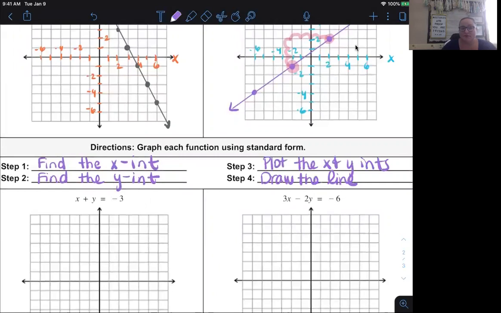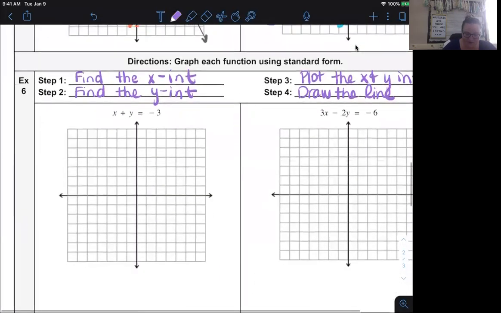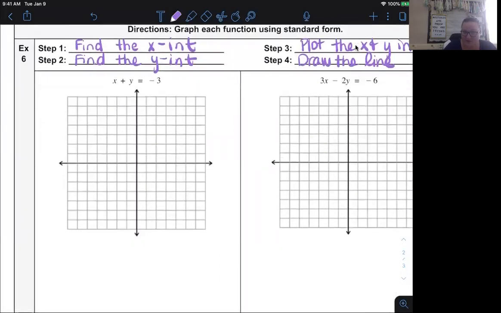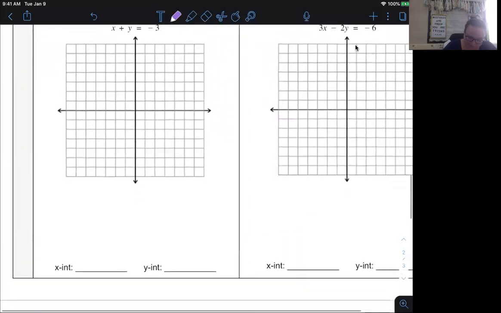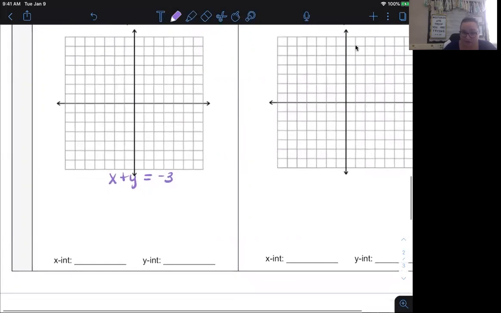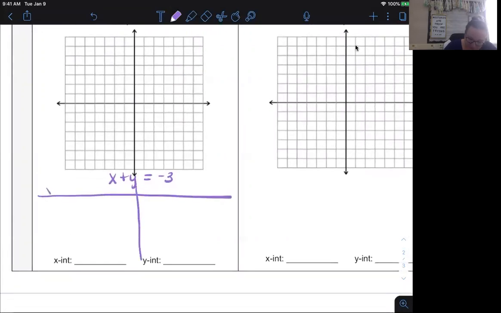So let's do this for the first example here. Example 6 in the first part. x plus y equals -3. Remember, step 1 is to find the x-intercept. So I'm going to find my x-intercept. To find it, I use y equals 0. So I'm going to have x plus 0 equals -3. So x is -3. So my x-intercept is -3, 0.